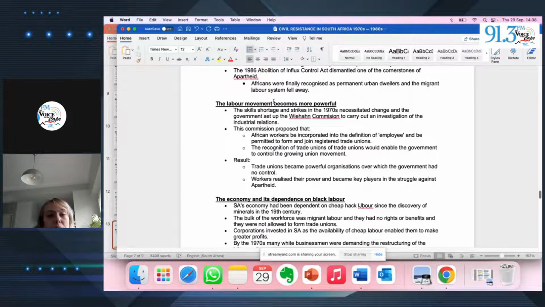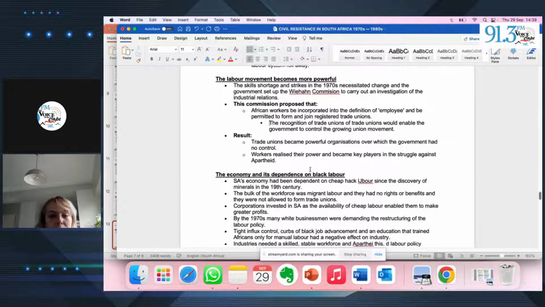So the labor movement becomes more powerful. Okay, so when we spoke about the skill shortage and the strikes before. So in the 1970s, these necessitated change, and the government set up the Wiehahn Commission to carry out an investigation of industrial relations. This commission proposed that African workers be incorporated into the definition of employees and be permitted to form and join trade unions. The recognition of these trade unions would enable the government to control the growing union movement. Result, the trade unions became powerful organizations over which the government had no control, and workers realized their power and became key players in the struggle against apartheid.